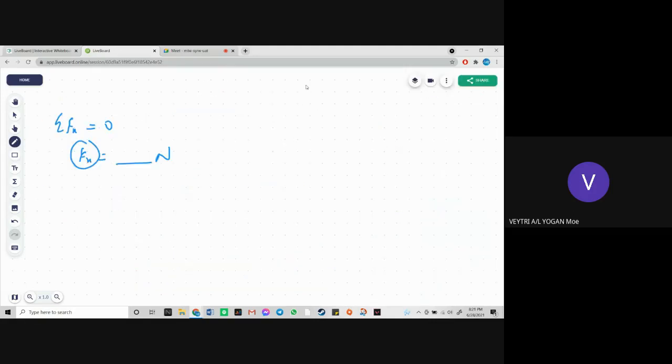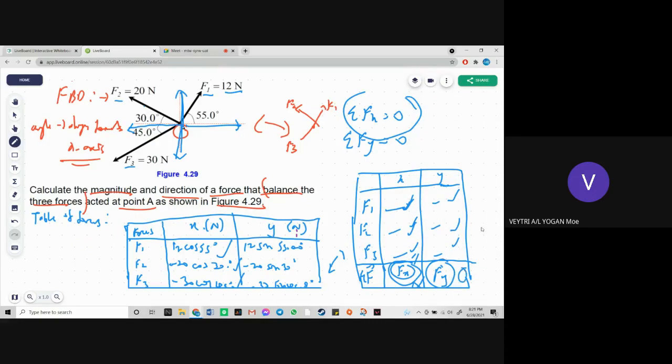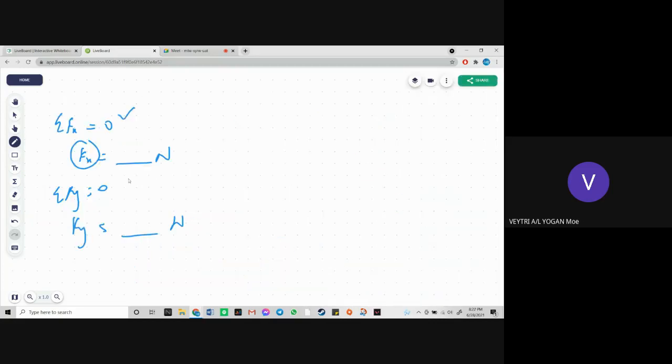Same thing for your Fy. ΣFy equals to 0. Same thing over here, you have to find how many Newton is Fy. Basically, sini walaupun kosong, kena cari tambah, you will get the value of Fy. You have to show us these two things. Sebab this is Newton's first law. Okay, cari Fx, cari Fy.